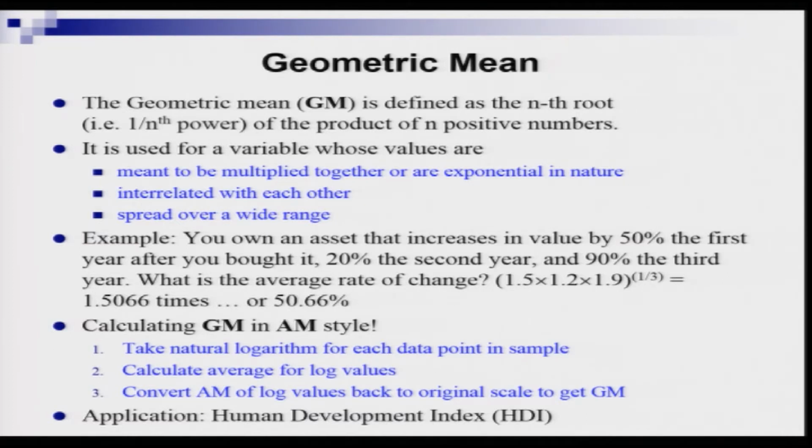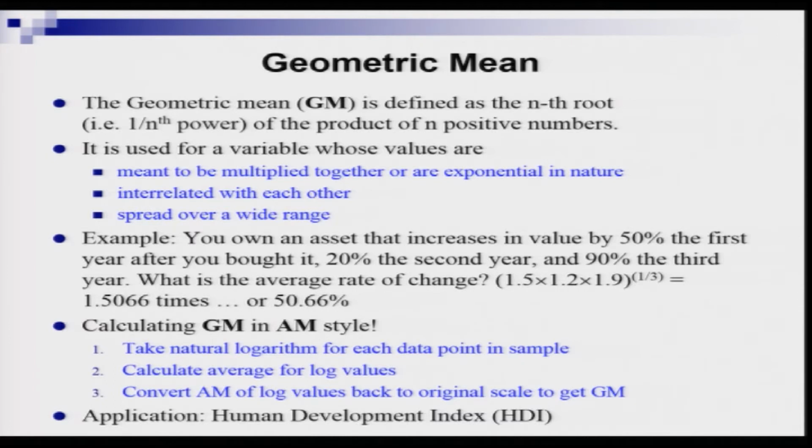If you compute the geometric mean, then you have to multiply these three numbers and then compute the cube root of that. That will roughly be 1.5066, and if you convert that into percentage terms, then it will be 50.66%, right.